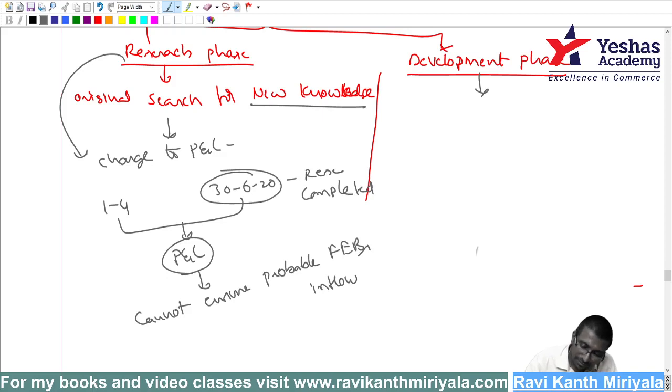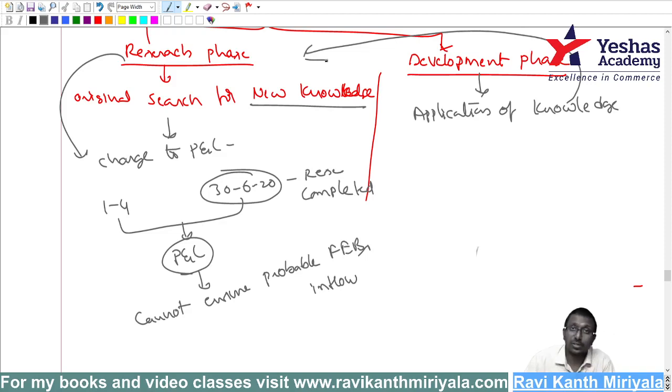See, what is the development phase? It is nothing but application. It is an application of knowledge. You must have got this knowledge from the research phase, or you must have got it from outside also. Everybody need not do research. It is not that only the person who did the research should do development. Somebody will do the research, somebody will do the development.